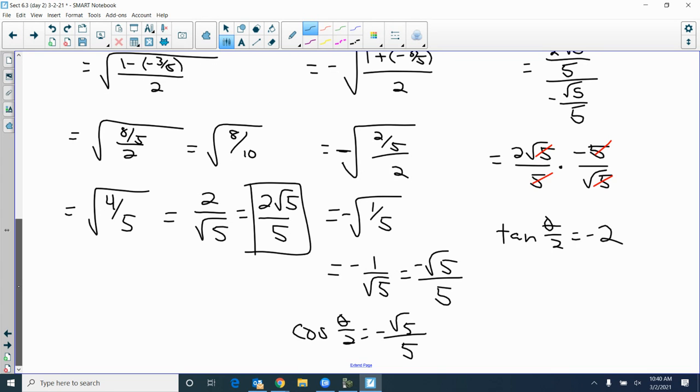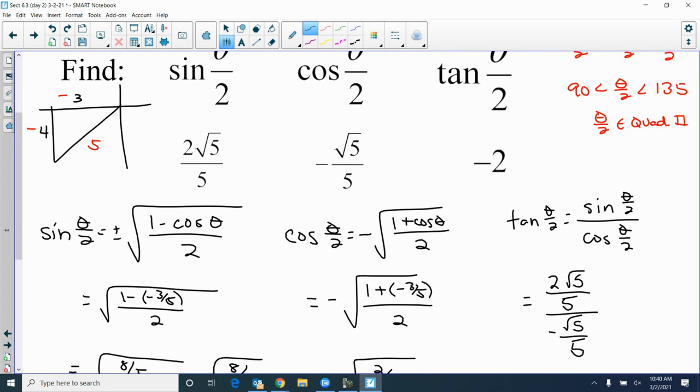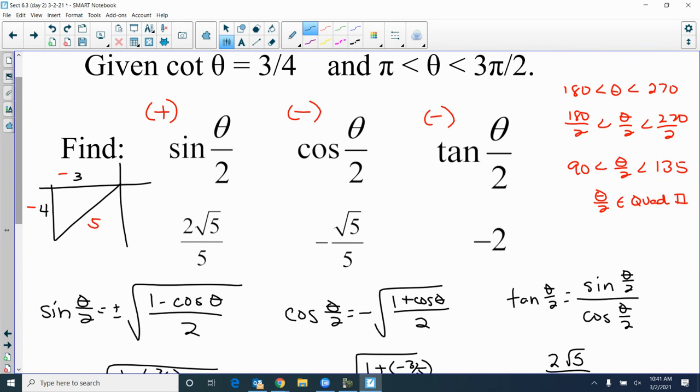All right, so for that case. All right, so that's if you're given a condition. All right, go ahead and flip it over on the back.